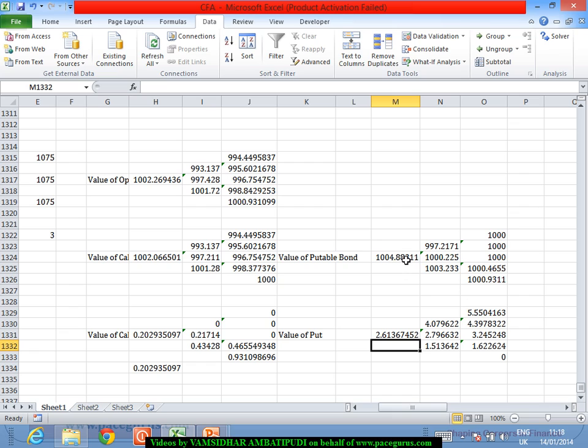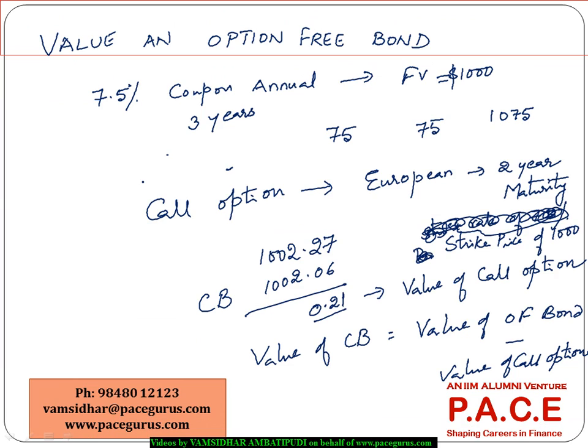Now if I subtract the value of the option free bond from the puttable bond, I should get the value of the put option. So the value of the puttable bond is equal to the value of the option free bond plus the value of the put option.